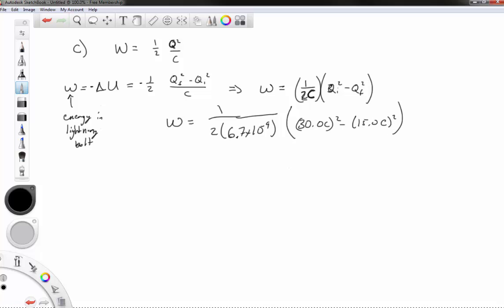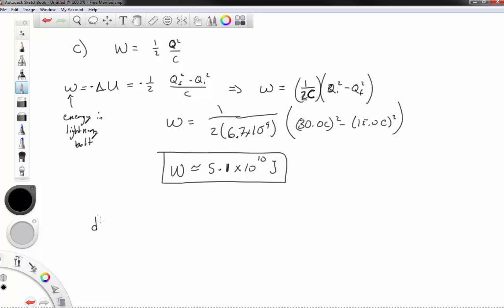So we can plug all that into our calculators and get approximately 5.06 or 5.1 times 10 to the 10th joules. So that's about how much energy that bolt of lightning is carrying.